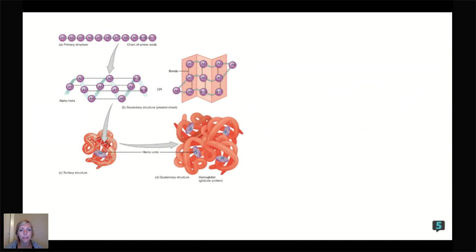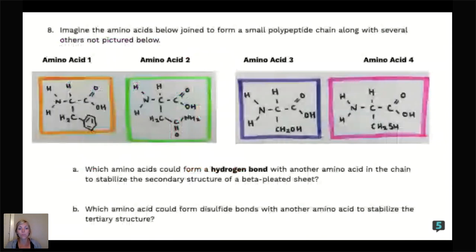Okay, B might be a little easier if you are really comfortable with R groups, but B says, which amino acid could form disulfide bonds with another amino acid to stabilize the tertiary structure?